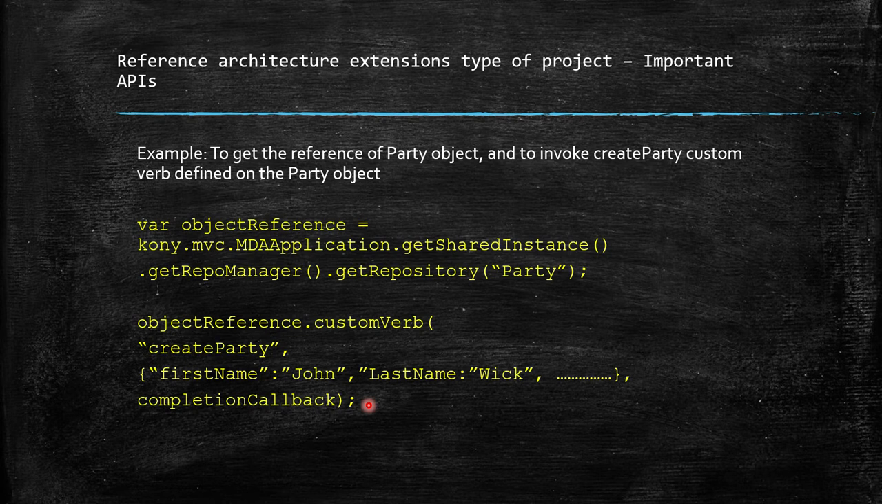Here is an example showing how to get the reference of the party object defined inside the object services of the fabric layer by using repoManager.getRepository and passing the name of the object, party, and for invoking the createParty verb, which is defined on the party object, you can send the input parameters as a JSON object as shown here. And the third parameter for the custom verb API is the completion callback, which is a reference to a function defined inside your business controller.